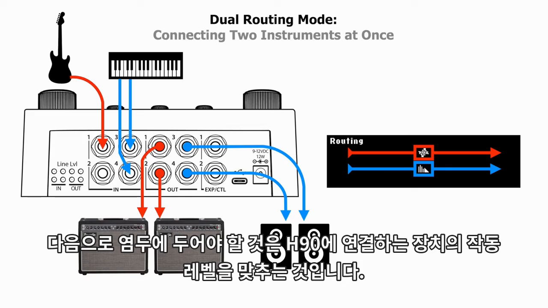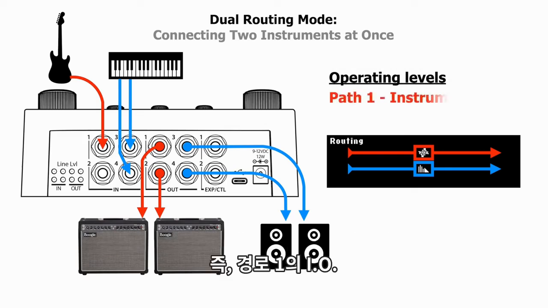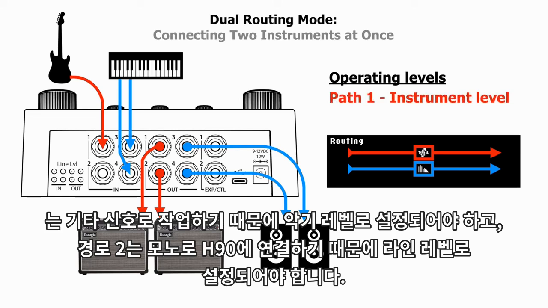The next thing to keep in mind is that we're matching the operating level of the devices we're connecting to the H90. This means that path 1's I/O should be set for instrument level because we're working with a guitar signal, and path 2 should be set for line level because we're working with a keyboard.